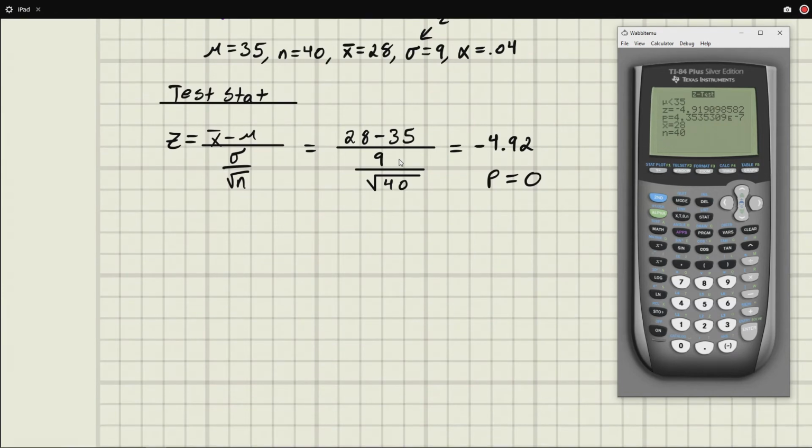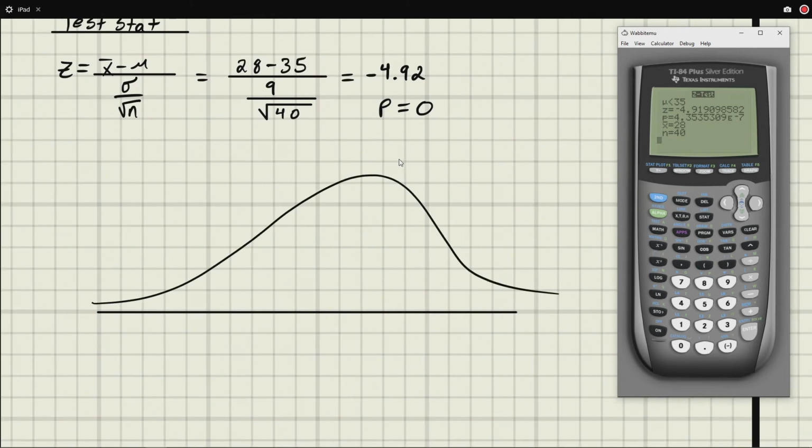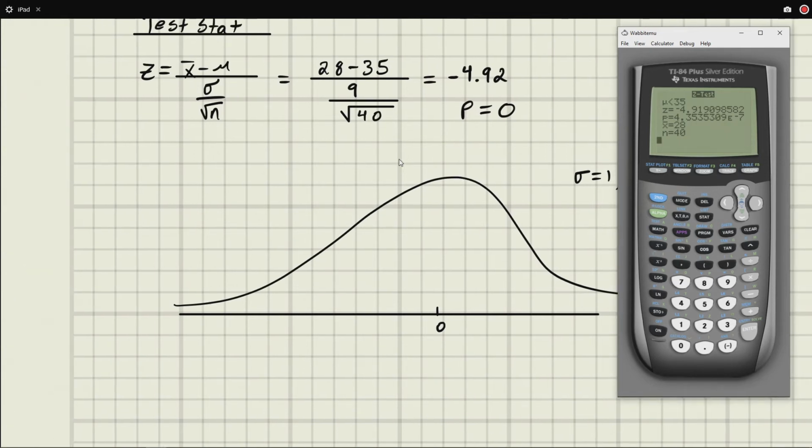So let's go ahead and draw our chart now. Something like that. In the middle is 0. Keep in mind, this is a z-score chart, a standard normal chart, so our sigma is equal to 1 and our mean is equal to 0. We're going to have a shaded region. Oh, I'm so used to 2 tails. Here we only care about the smaller region.